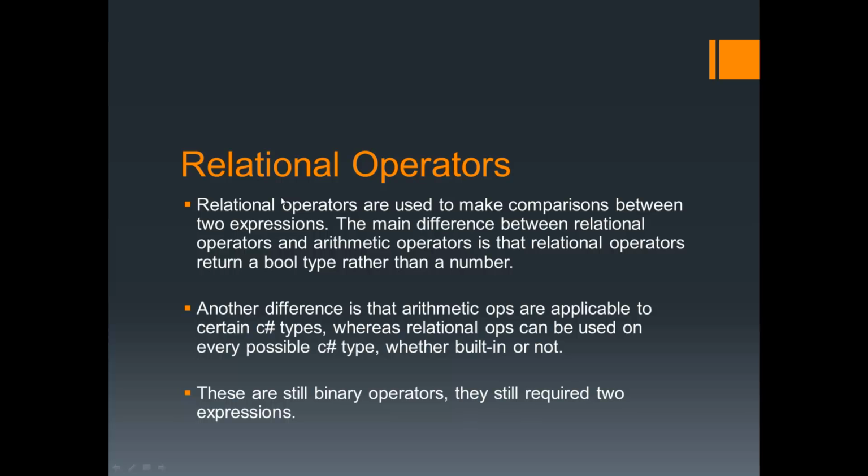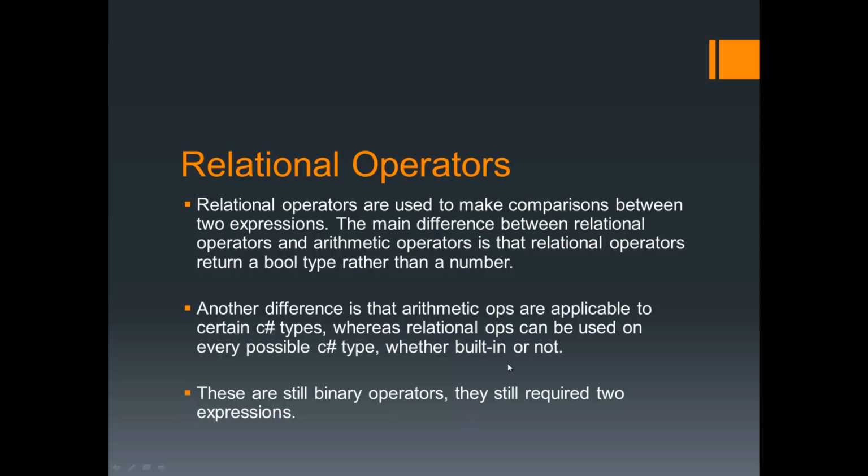So now we can go on to relational operators. Relational operators are used to make comparison between 2 expressions. The main difference between relational operators and arithmetic operators is that relational operators return a bool type rather than a number. Another difference is that arithmetic operators are applicable to certain C# types, whereas relational operators can be used on every possible C# type, whether built in or not.